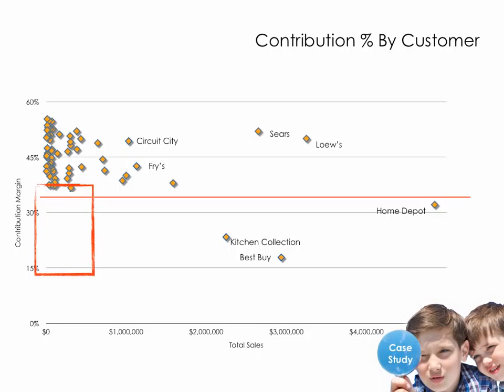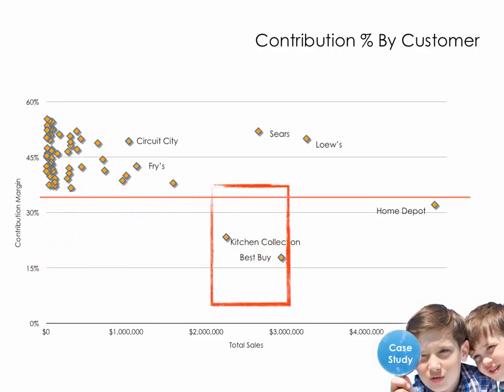Some customers do good volume but have low contribution margin. This needs to be fixed. Here it's Kitchen Collection and Best Buy. The company needs to find out why the margin is low, and in this case it was found that the customers were primarily buying low margin product. And it was also found that the salesperson were not successful in convincing the customers to changing the product mix.